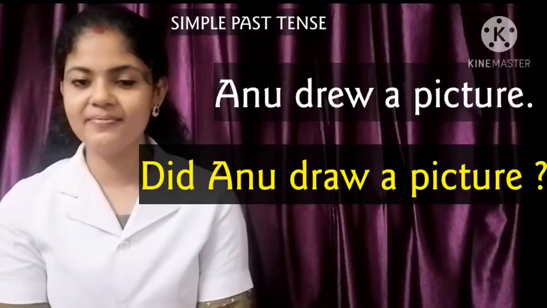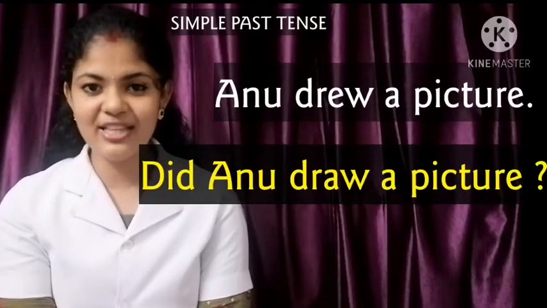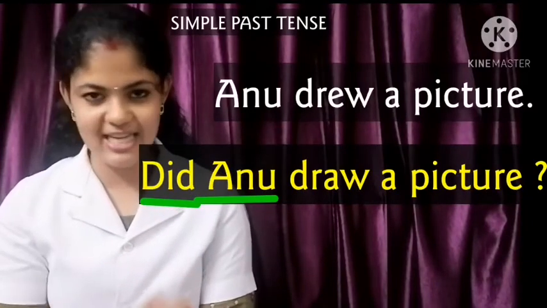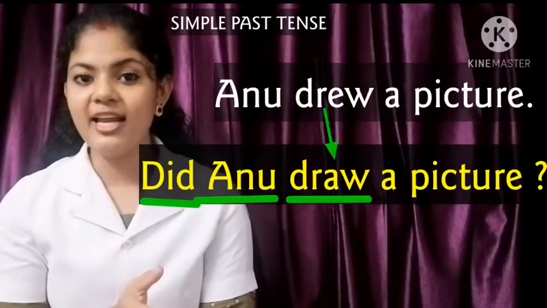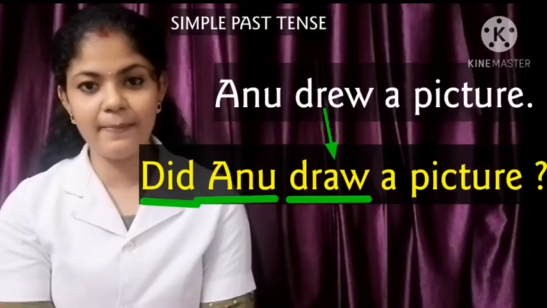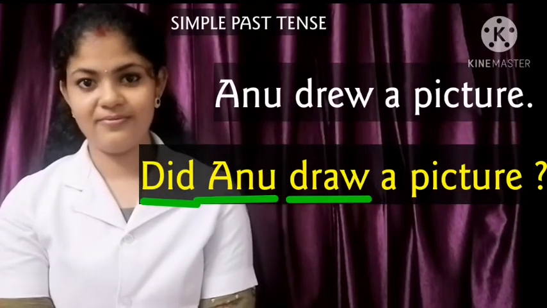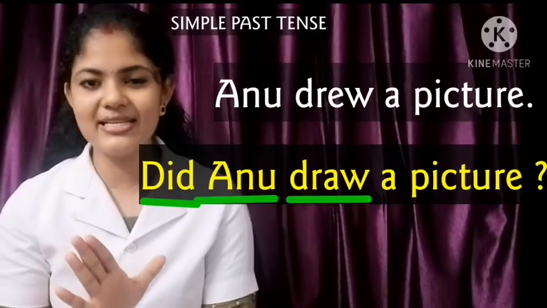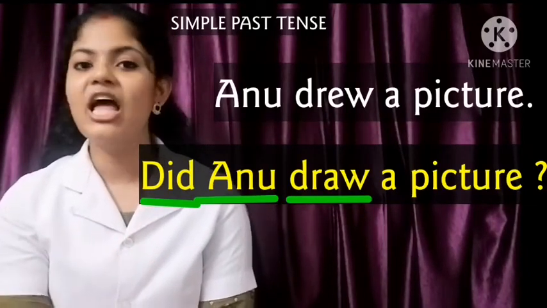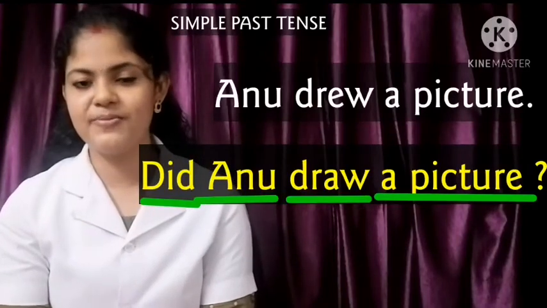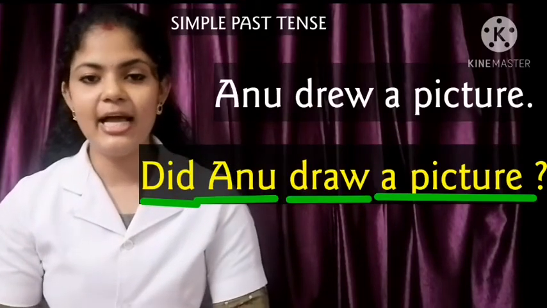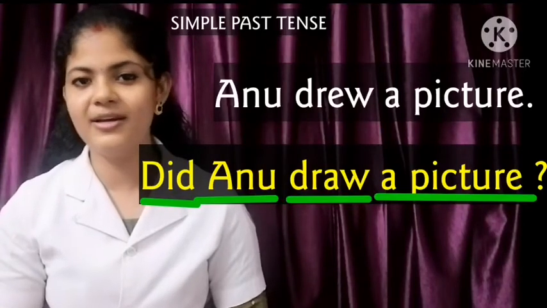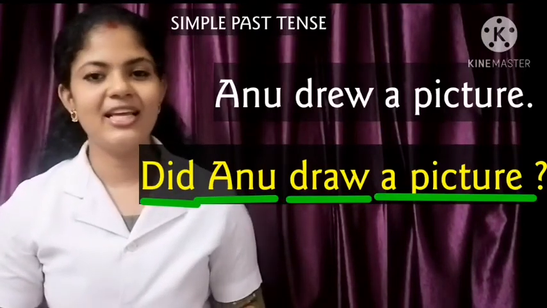What happened here? We started the question with the helping verb did. Did, then the subject Anu. Then we use the base form of the verb draw. What is the base form of the verb drew? It is draw. Draw is the present form of the verb drew. Draw a picture. So what's the format? Did plus subject plus base form of the verb, then the object.